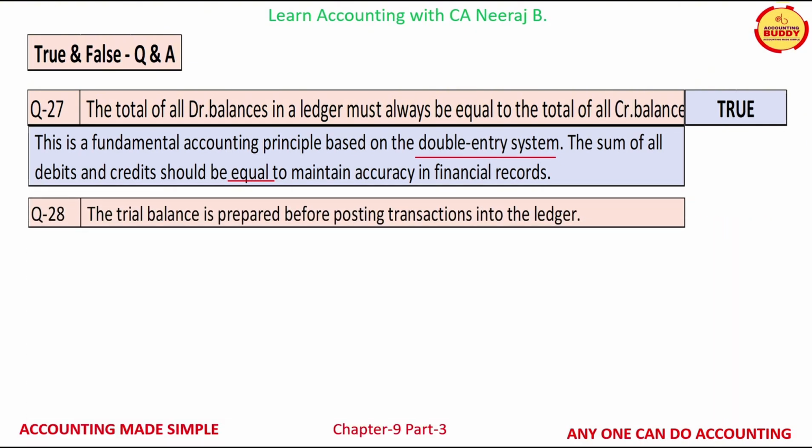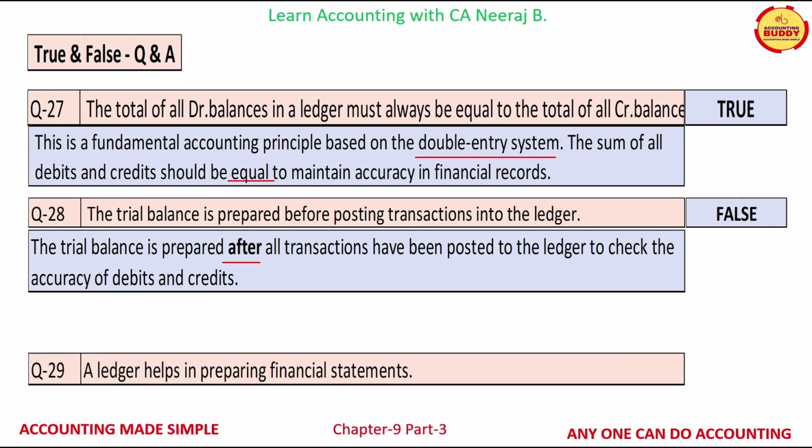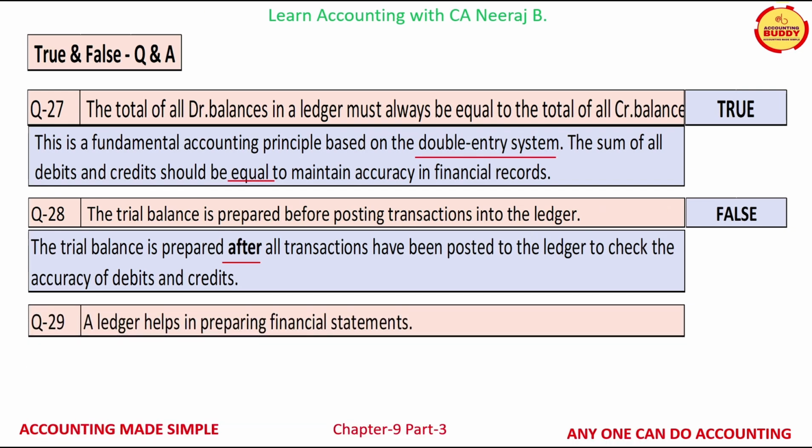Question number 28 is the trial balance is prepared before posting transactions into the ledger. This is a false statement. The trial balance is prepared after all the transactions have been posted to the ledger to check the accuracy of debits and credits. Question number 29 is a ledger helps in preparing financial statements.